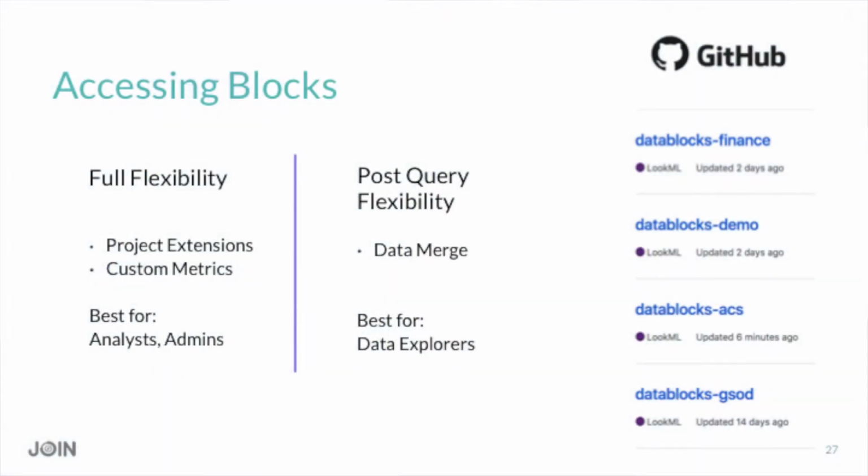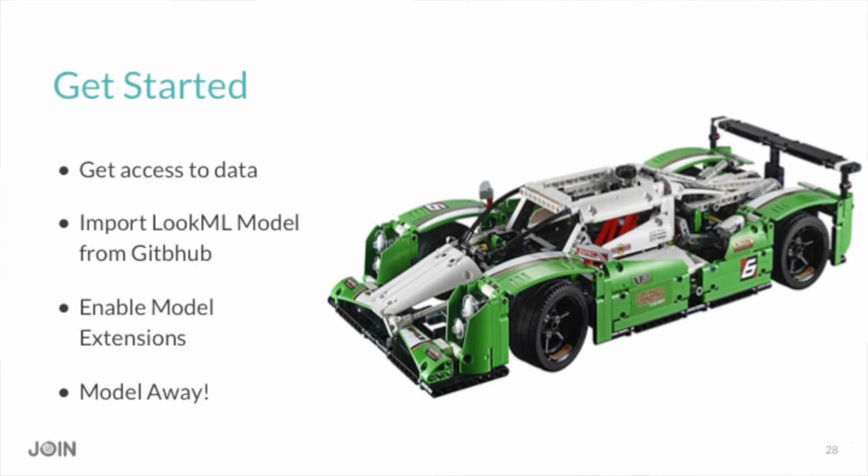And once you've gotten access to the data, you can go into our blocks directory and grab our model for that particular data set and start to extend that model and start creating your own custom metrics for that data. So to get started, you can get access to that data in GCS or S3, or connect to one of our Looker databases. You can import the LookML model, enable model extensions, essentially extend and build off of what we've already built for you, and then start creating your own custom metrics.